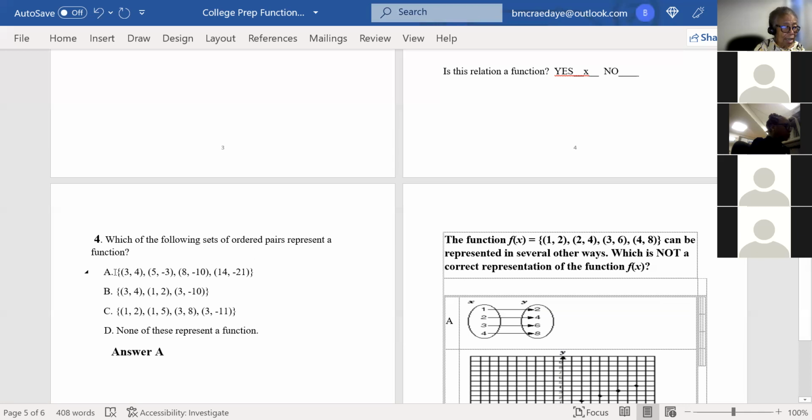But the one Latoya said, A, has no duplicates. All your X values are unique: 3, 5, 8, 14. Don't worry about your Y values. They could all be the same, but we don't care about the Y values when we're trying to determine if it's a function. It's the X values. So if you see duplicates, then you know it can't be a function. That's pretty clear cut, right? Okay, so that's number 4.